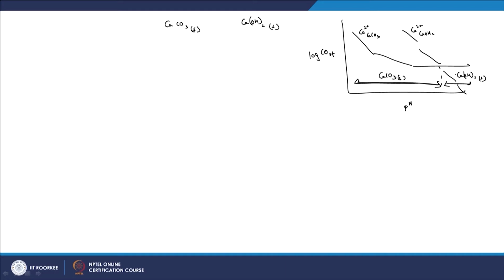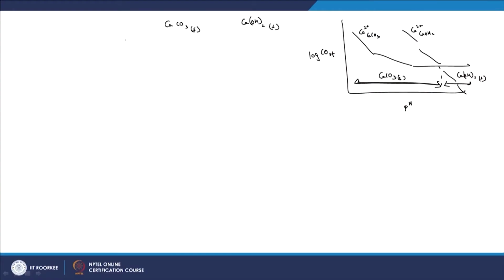But obviously, if I want to get a snapshot of what is happening in the system, I need to be able to develop the boundary lines. So let us just try to develop those boundary lines. How can I develop the boundary lines, or when will both the solids precipitate out? When the concentration of calcium in equilibrium with CaCO3 is going to be equal to the concentration of calcium in equilibrium with Ca(OH)2.